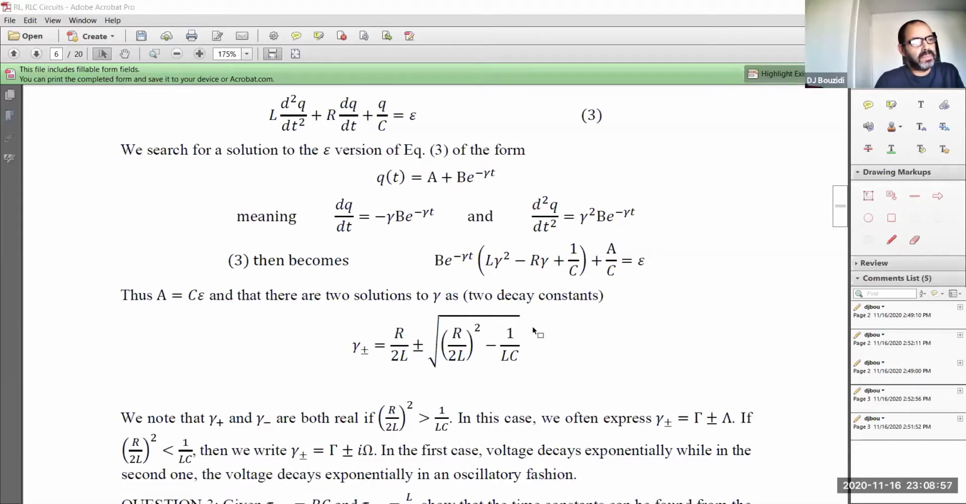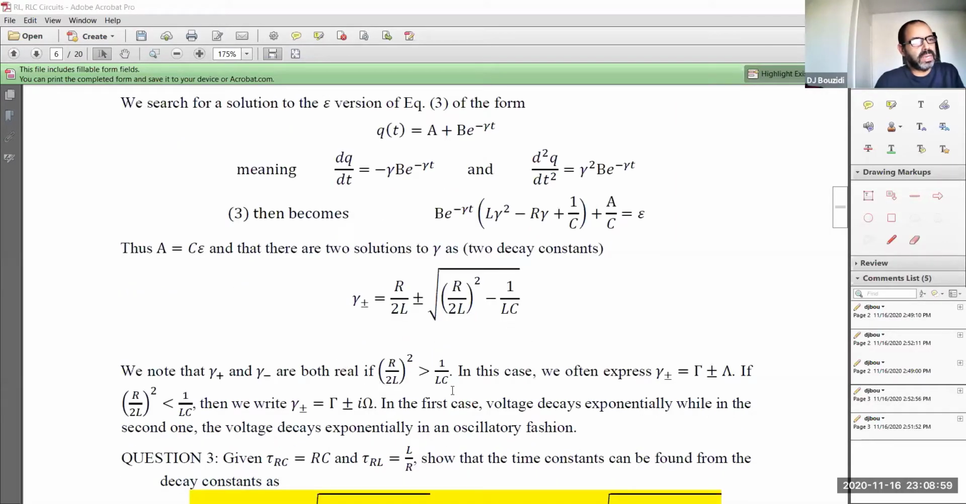So this is the gamma plus and gamma minus. And as I said in class, when R over 2L squared is bigger than 1 over LC, this is going to be a real number. The square root is going to be the square root of a positive number, which is real. In either case, these two solutions will be negative, because in the case of the positive sign, that's positive no matter what.